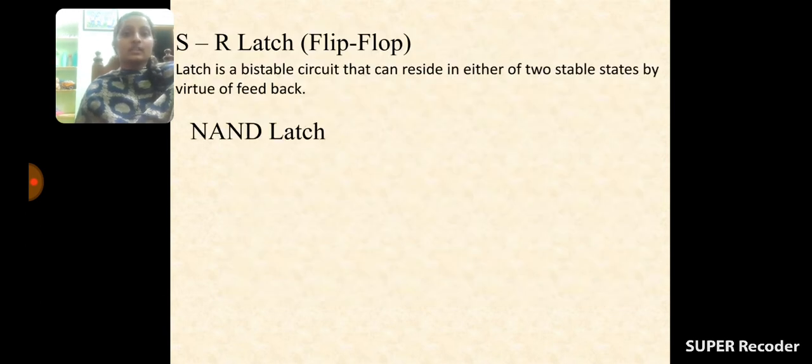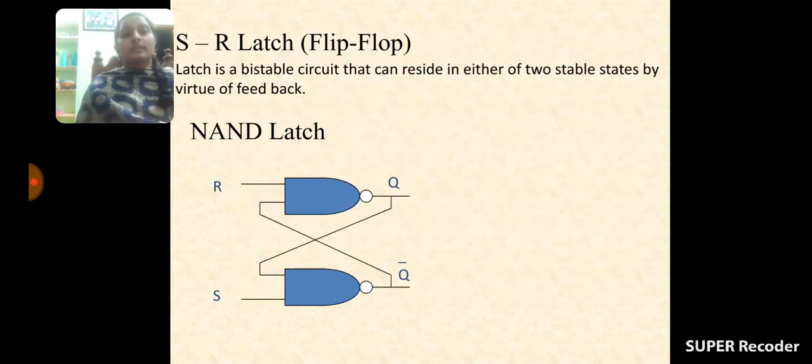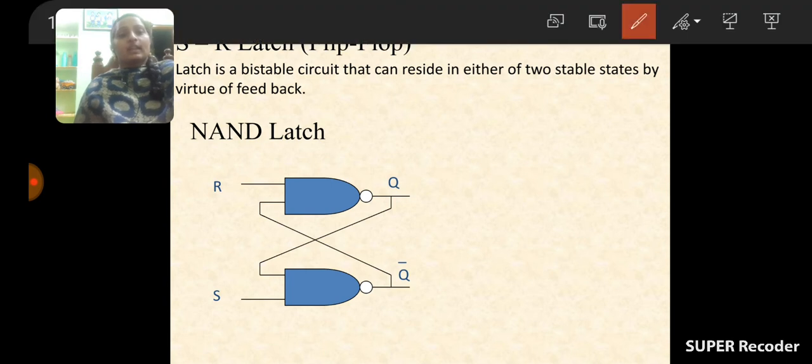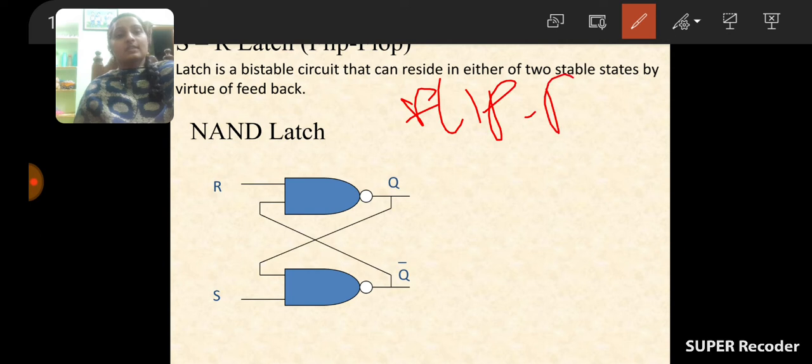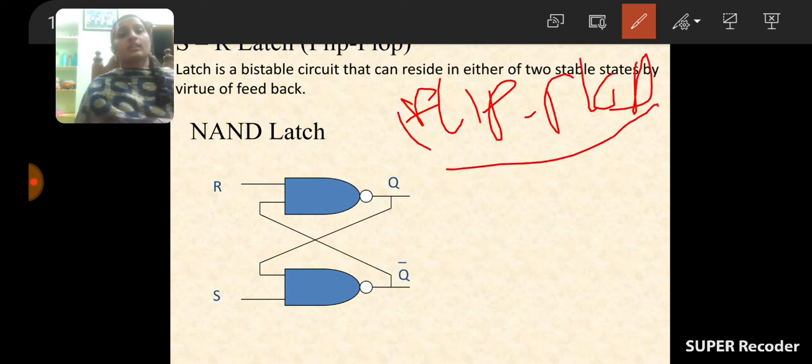And see here, this is the basic flip-flop or latch. So first of all, what is meant by flip-flop or latch? Here flip-flop is a bistable multivibrator. Flip-flop is called what? A bistable multivibrator.